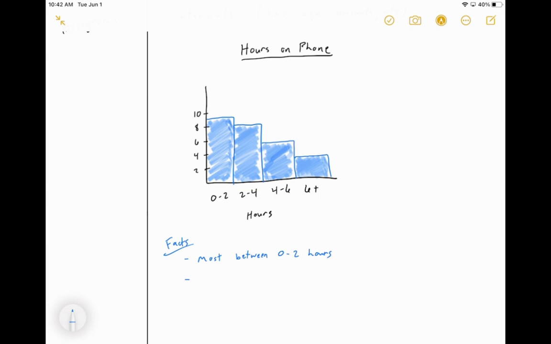So for this one, I'll just simply put, more hours, less people. It's really cool. You can kind of see that trend. Now, what if there was a really big jump? Like the 8+ was really high. Then I'd be like, oh, this is weird. Apparently, this class really likes looking at their phones. So you can gather data from this.